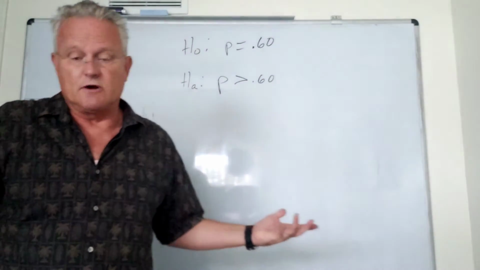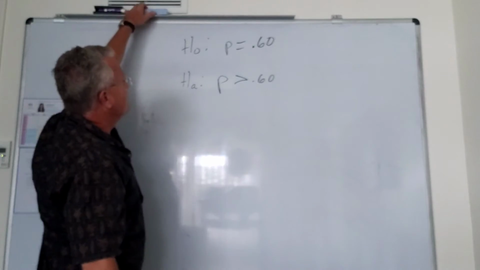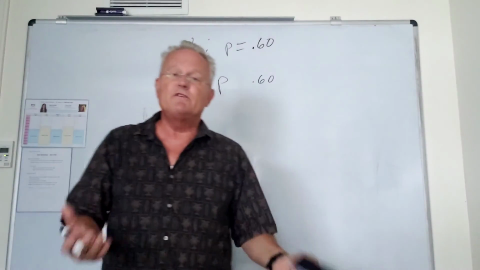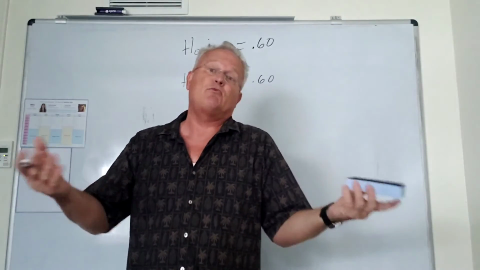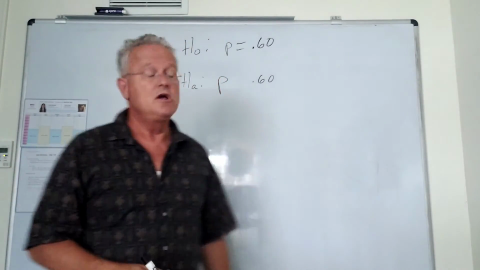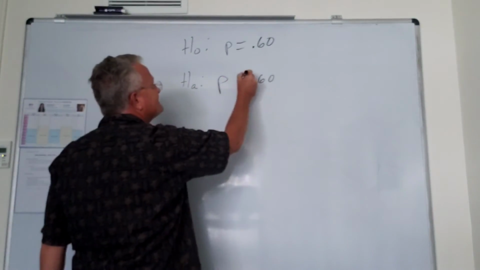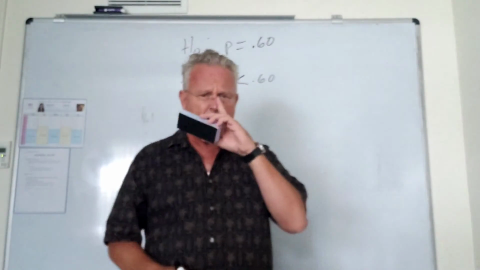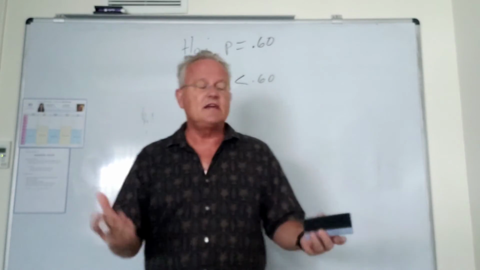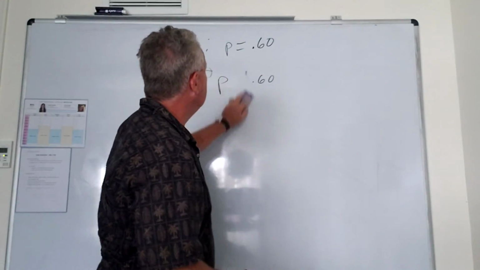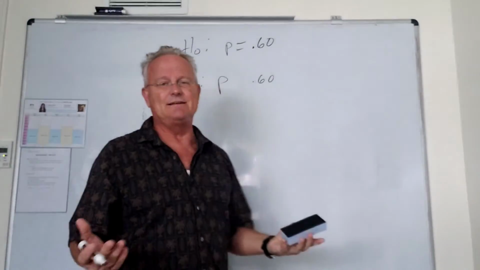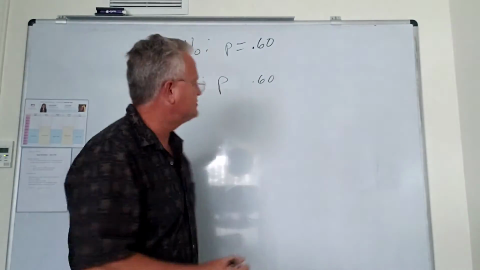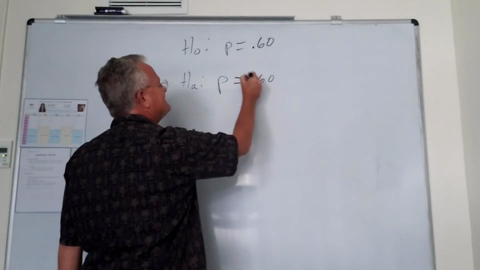You just think it's more. Well, instead of more, maybe you think it's less. Maybe you think it's 40 or 50 or 53 or 58%, I don't know. But you just think it's less than 60, then the alternative would be that. And sometimes you don't really care if it's less than or equal to. You just don't think it's 60%. It could be more, it could be less. You don't care. It's just not 60.